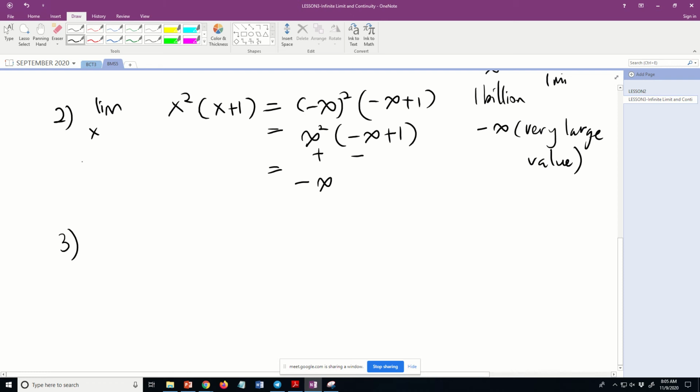Question 3, limit x approaches positive. Oh yeah, negative infinity, you're right. Thank you. Okay, number 3: limit x approaches negative infinity of 3 times (x plus 1) squared equals to.